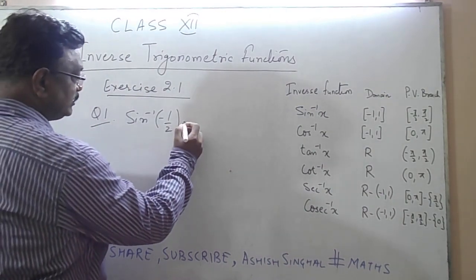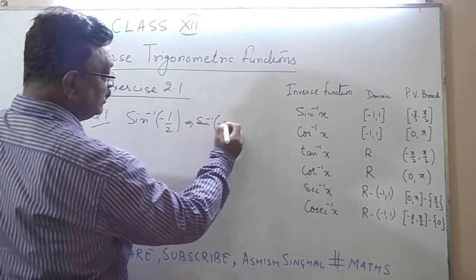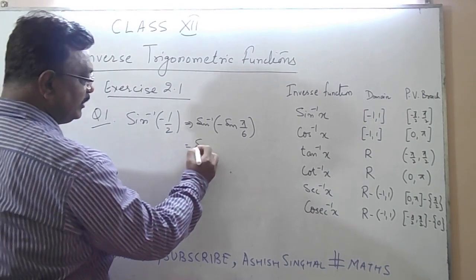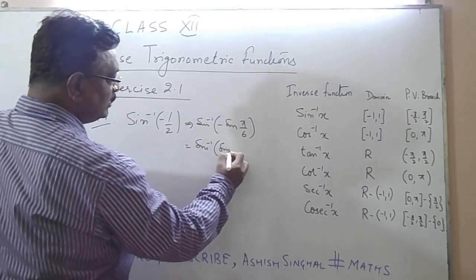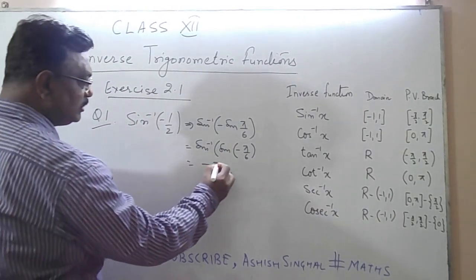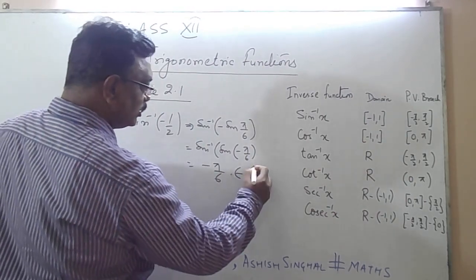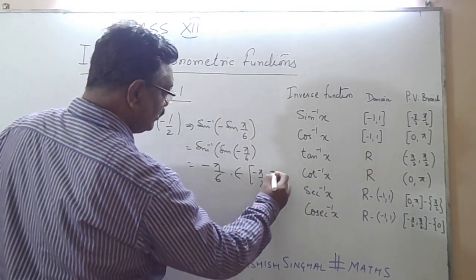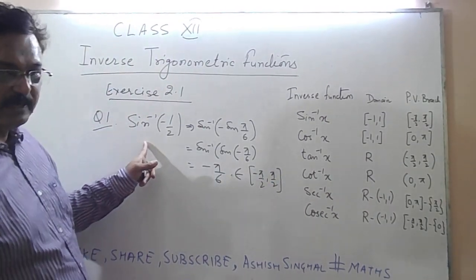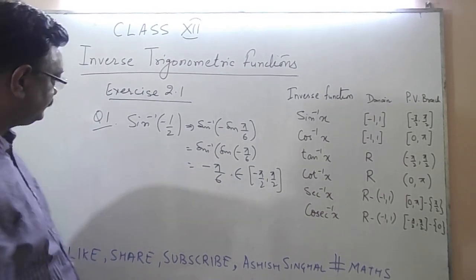So we can rewrite this as sine inverse minus sine π/6, which can be written as sine inverse sine of -π/6. So as a result, the answer is -π/6, which belongs to the closed interval -π/2 and +π/2. Hence, the principal value of sine inverse -half is -π/6.